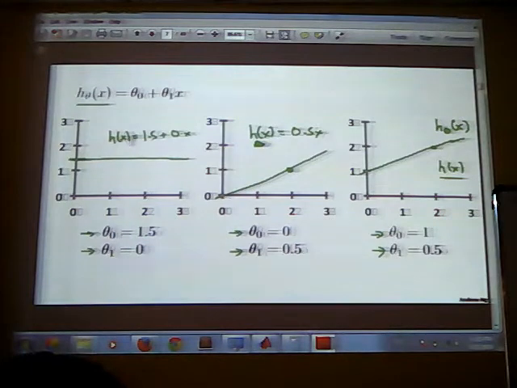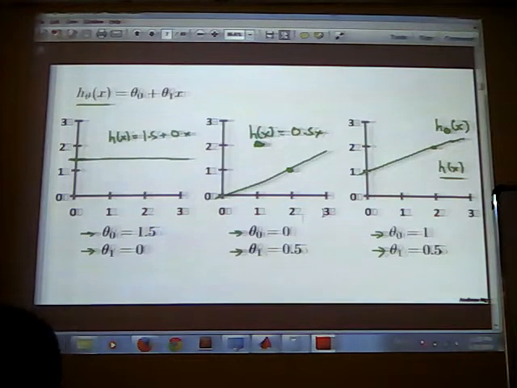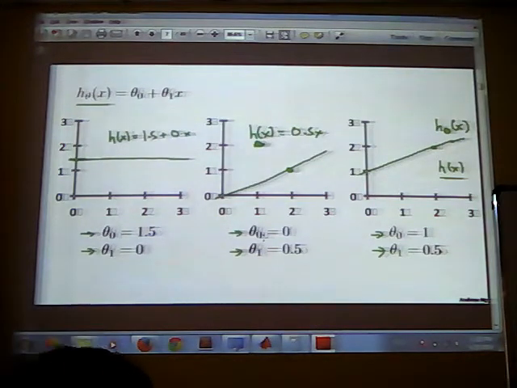Now you can analyze by yourself these two examples. Here theta 0 is 0. That means we do not have any intercept on the y-axis. The line is going to start from the origin, and the value of theta 1 is 0.5. That means this is the slope of this line. It will be around 22 point something degrees.